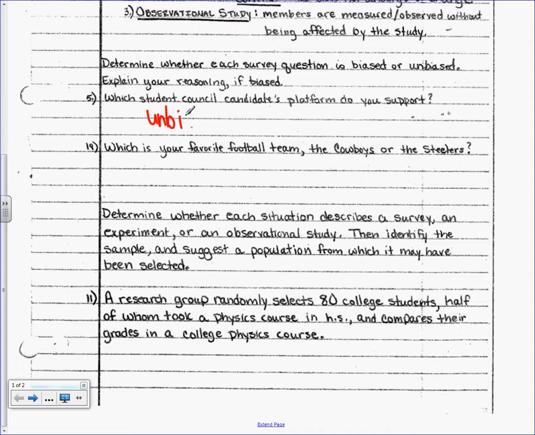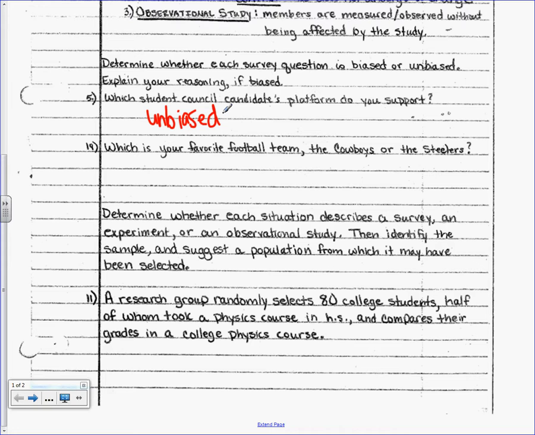Now, if I had said, if Aaliyah, Caitlin, Hunter, and Bradley were all running for president, and I said, who do you want for president, Aaliyah or Caitlin? Well, that's biased. I just told you the 2 girls. I didn't tell you all 4 of the people. Do you see what I'm saying? I limited your options. That would be biased. Is that okay? Do you get it now?